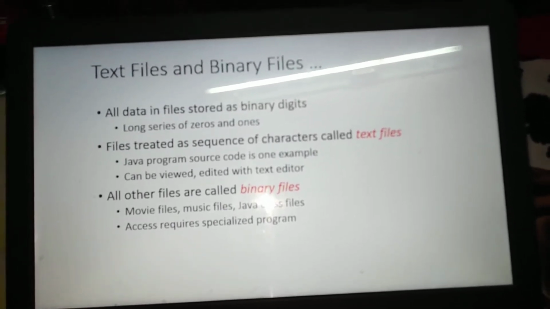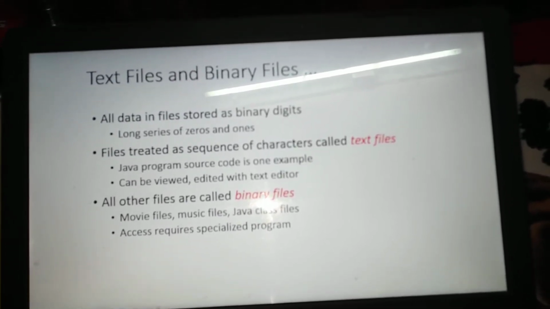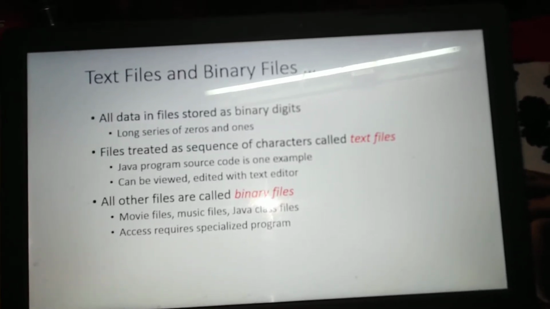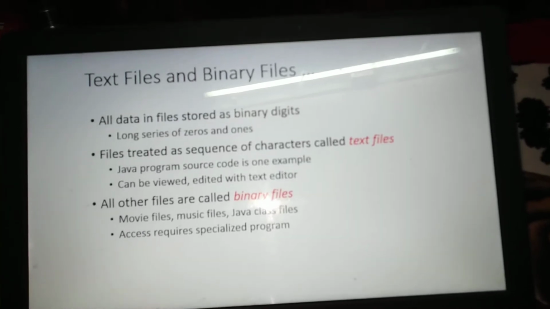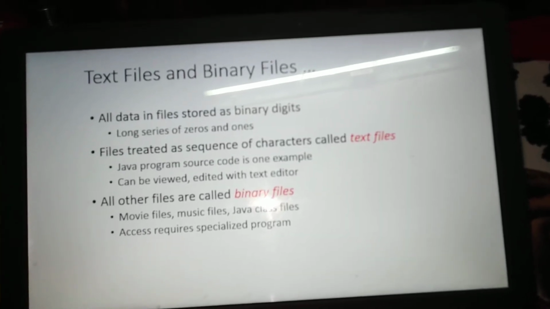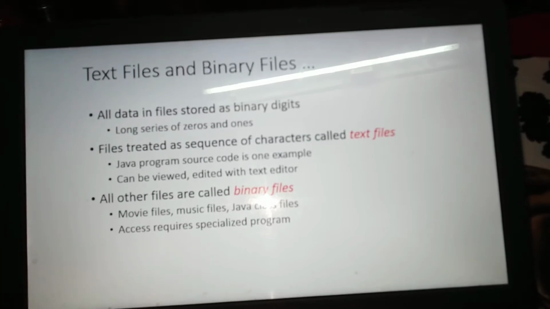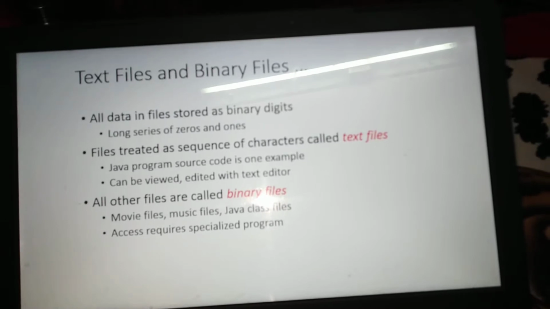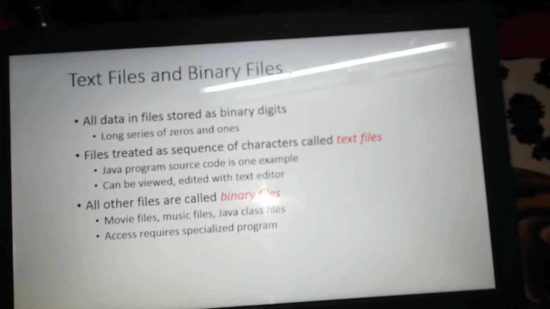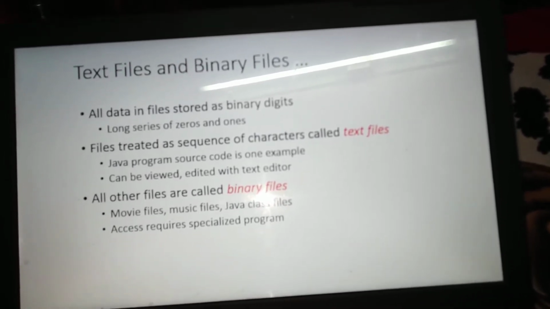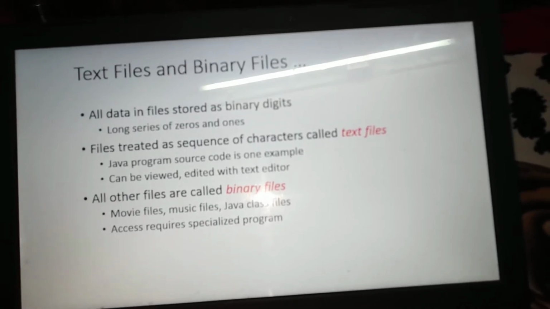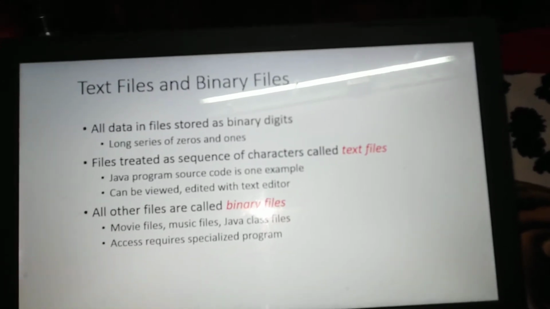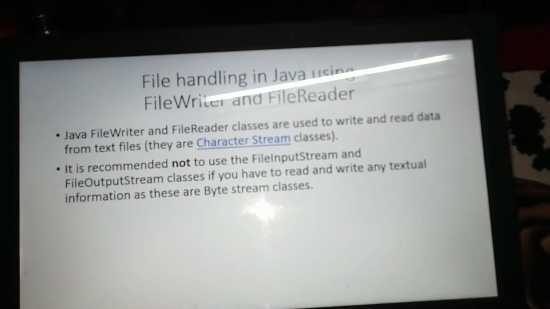Generally, there are two different types of files, such as text files and binary files. All the data is stored as binary digits, that is, a series of zeros and ones. When the file is treated as a sequence of characters, it is called a text file. For example, a Java program or Java source code is one example. It can be viewed and edited with a text editor, whereas binary files, which include movie files, music files, and Java class files, require a specialized program to access.